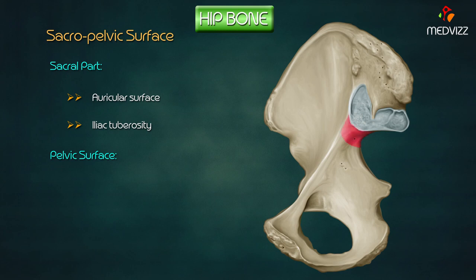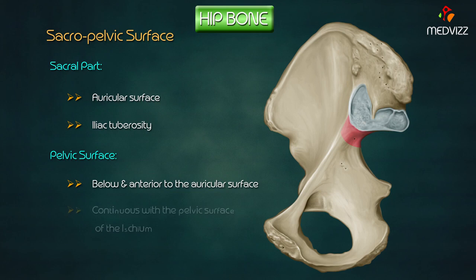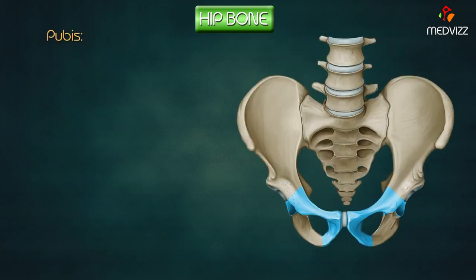Pelvic surface. It lies below and anterior to the auricular surface. It is smooth and is continuous with the pelvic surface of the ischium. Preauricular sulcus is a groove which is situated in front of the auricular surface and along the lateral margin of the greater sciatic notch.